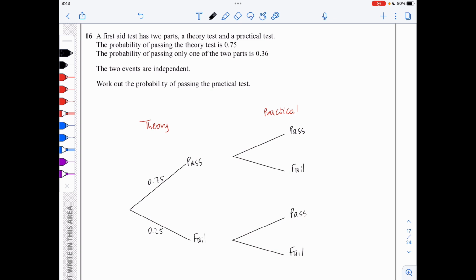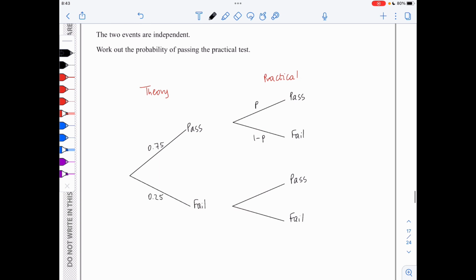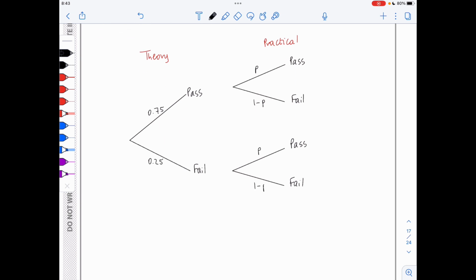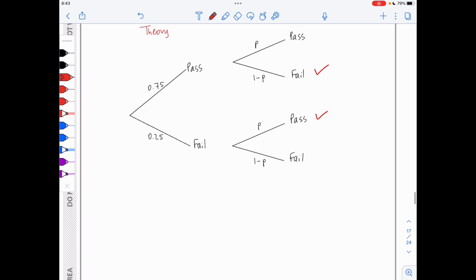Now for the practical, I will call P the probability of passing and 1 minus P of failing, and similarly here P and 1 minus P. And we have been given the probability of passing exactly one of the two tests, so I could either pass the theory and fail the practical, or fail the theory and pass the practical. So we know that we multiply the probabilities of the branches through which we travel and we add them up. So 0.75 times (1 minus P) plus 0.25P is equal to 0.36.